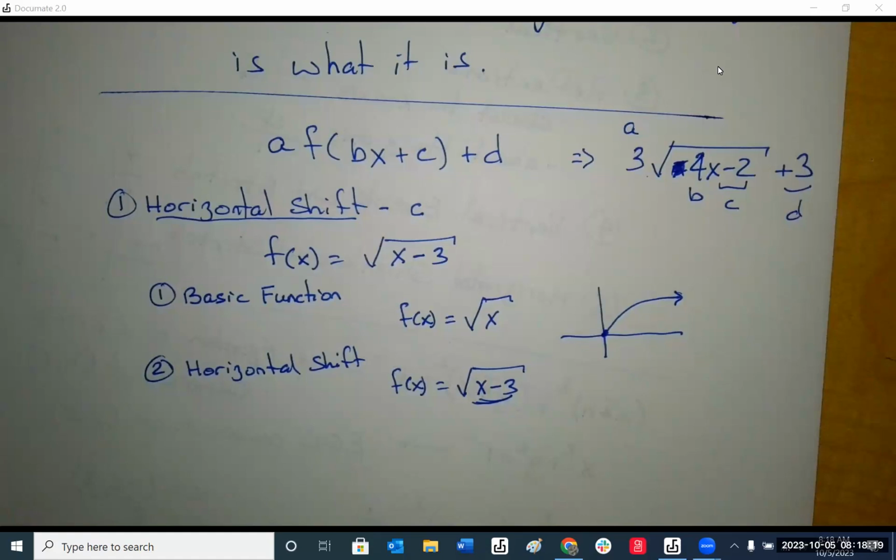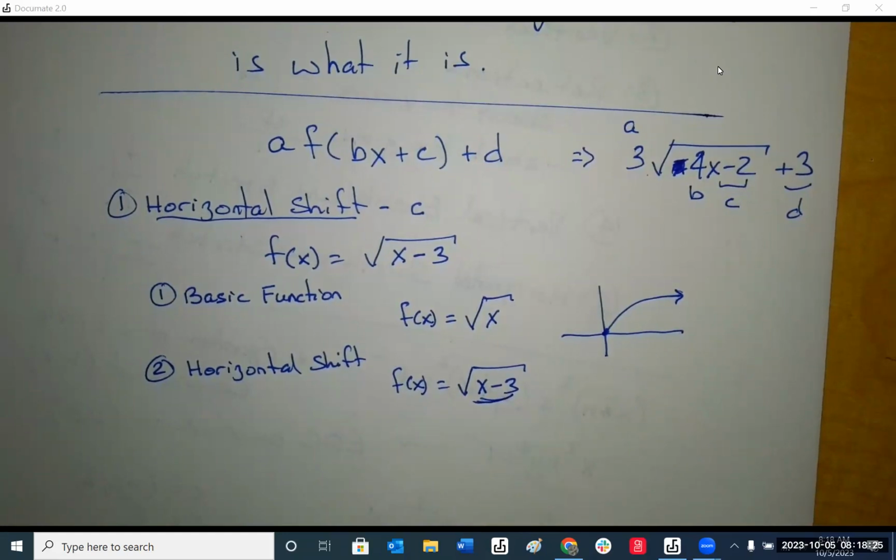Because in your notes, I just told you, if it's inside the function, if it's added to or subtracted from x, it's always the opposite sign and it's a horizontal shift. Writing notes is only one part of school. You have to understand what's being said as well. If you don't understand what I'm talking about, you have to ask questions. Because we just talked about this not even 5 minutes ago.